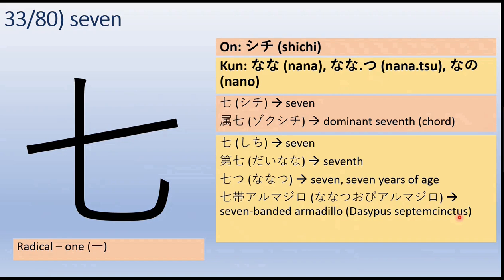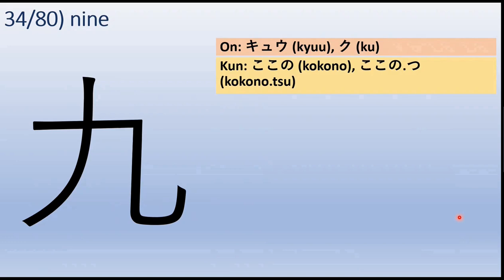The radical of 7 is 1, and this is the stroke order for this symbol. The origin and the logic behind this symbol being used for 7 is not confirmed. So we now move on to the next kanji of today's lesson, which is 9. In onyomi, we call it Kyu or Ku, and in kunyomi, it is Kokono or Kokonotsu.